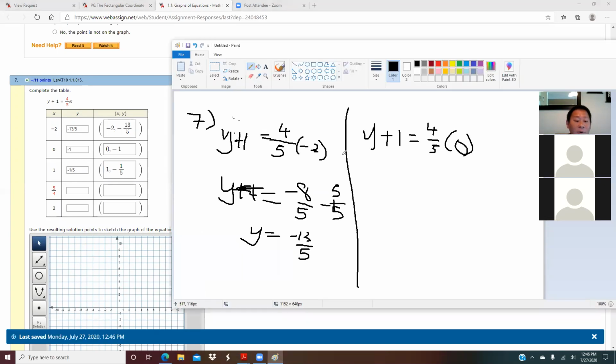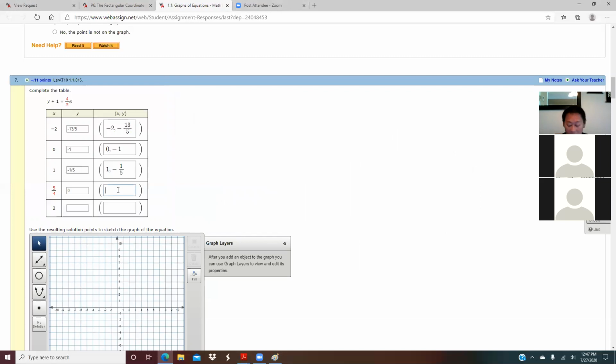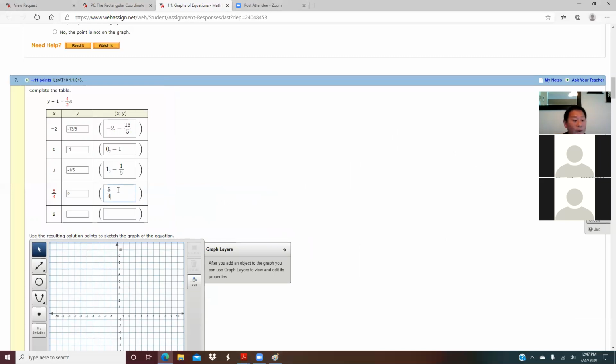Natalie, you're correct. So this one might be a little bit tricky, because when you put 5/4 in here, do you know what you will get? 4/5 times 5/4. Do you know what happens when you multiply this up? This is exactly 1. And don't forget, you're good, then you have to subtract 1 here. Because you have a plus 1, you move it over, you subtract 1. So you get 0. So in this case, this is 5/4, 0.